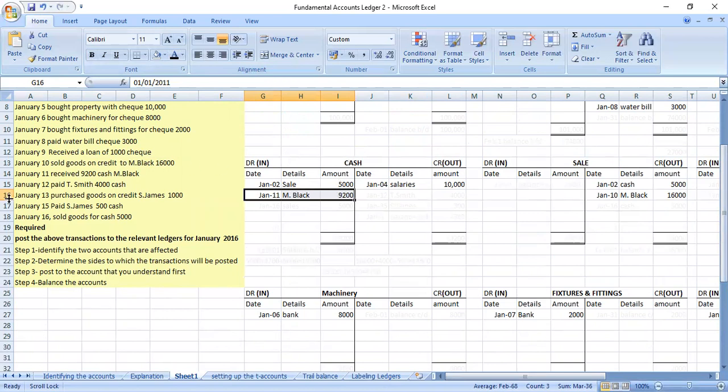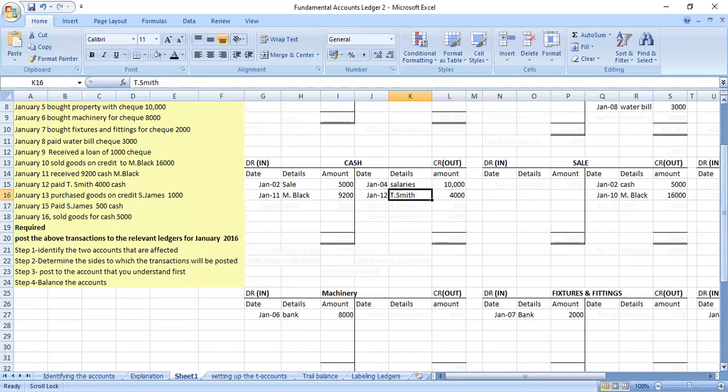All right, we have January 12th, paid T Smith $4,000 cash. Two accounts are affected, T Smith and cash. Do we have a cash account? Yes. So we can put that in our cash account and put the respective entry in T Smith's account, right? So the money came out of the cash account January 12th. $4,000 came out of the cash account. It was used to pay T Smith.